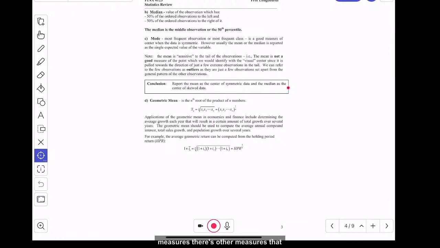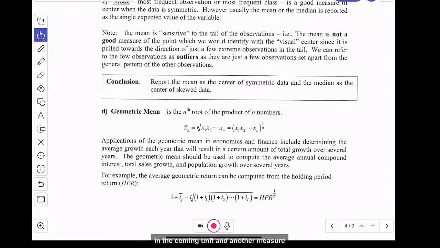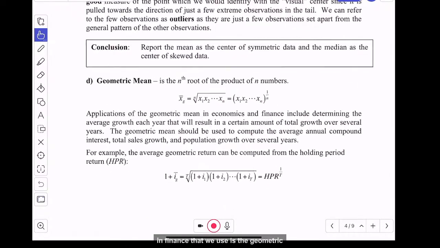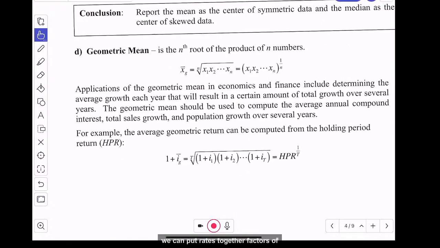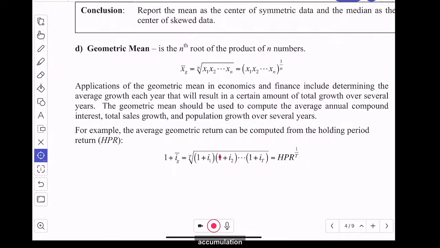There are other measures that we're going to talk about in the coming unit. Another measure we use in finance is the geometric mean. The geometric mean is calculated from a product of values. You multiply them, and because you multiply them, you have to take the nth root to find the average of that multiplication. Now you've seen this before, but more like this, right? You've seen that we can put rates together, factors of accumulation, and calculate the average among those, minus 1.